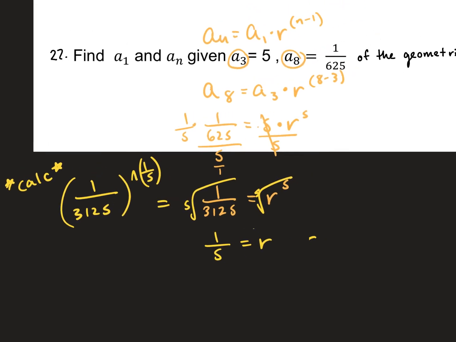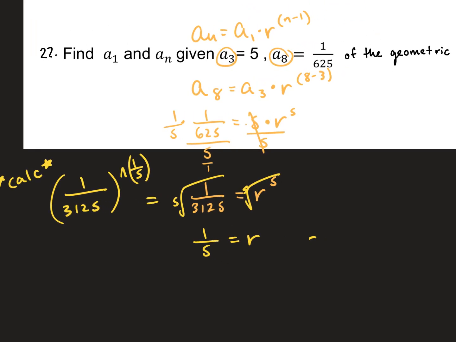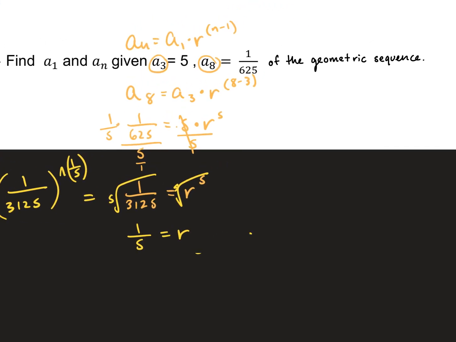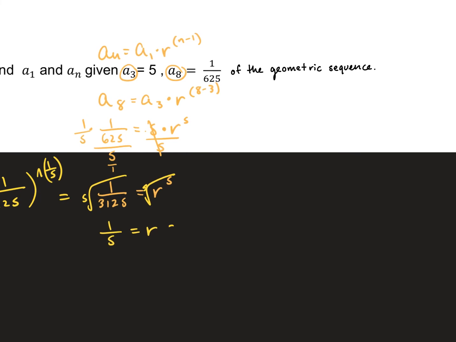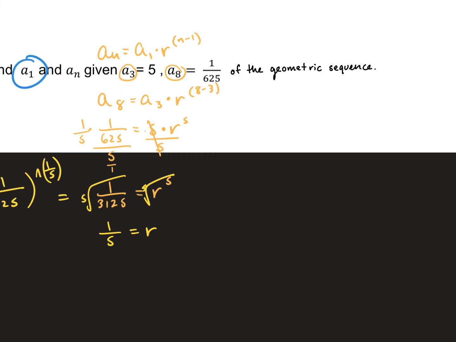All right, so r is 1/5. So we can find a sub n now, or we can find a sub 1 because we need a sub 1 for a sub n. So let's figure out what our a sub 1 is. What can I use for a sub n? I'm trying to find what my first term is. I just counted back from a sub 3. You can do that.